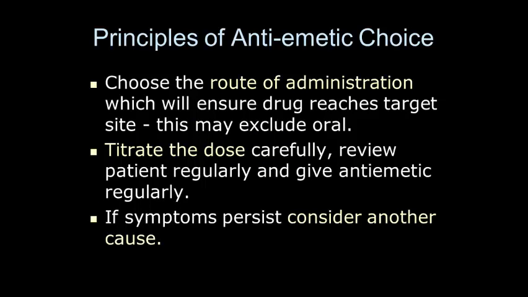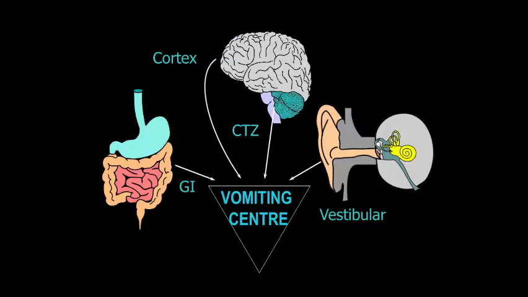Choose the route of administration which will ensure the drug reaches the target site, and this may exclude oral. Titrate the dose regularly, and review the patient regularly and give them antiemetic regularly. If symptoms persist, you need to consider another cause. And sometimes causes can change in the course of time. So, just a reminder, there are 4 different ways you can activate the vomiting centre: the gut, the cerebral cortex, the chemoreceptor trigger zone, and the vestibular system. And they all activate the vomiting centre, which coordinates the process of vomiting.